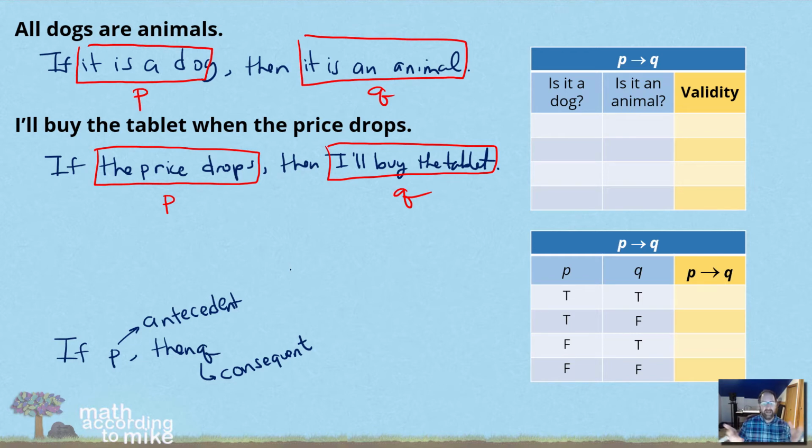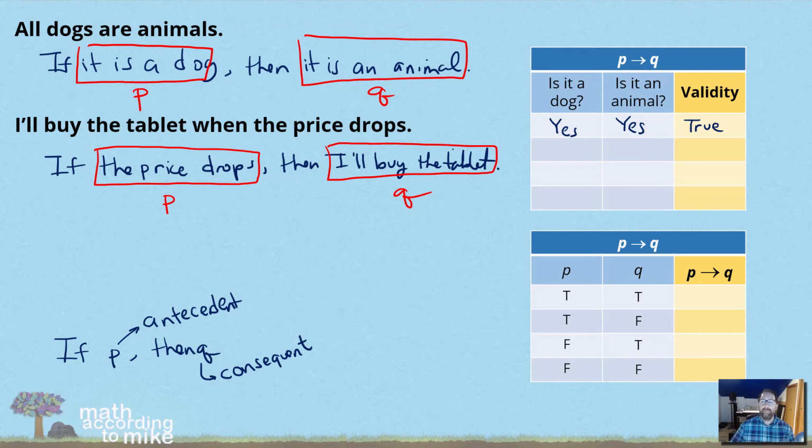So let's suppose we were outside and we saw something on the ground. Don't worry, it's moving, it's fine. And we said, is it a dog? And let's suppose the answer was, yes, it is a dog. Can we conclude that it is also an animal? Yeah, because all dogs are animals. So that's a valid argument. Is it a dog? Yes. Is it an animal? Yes. True.